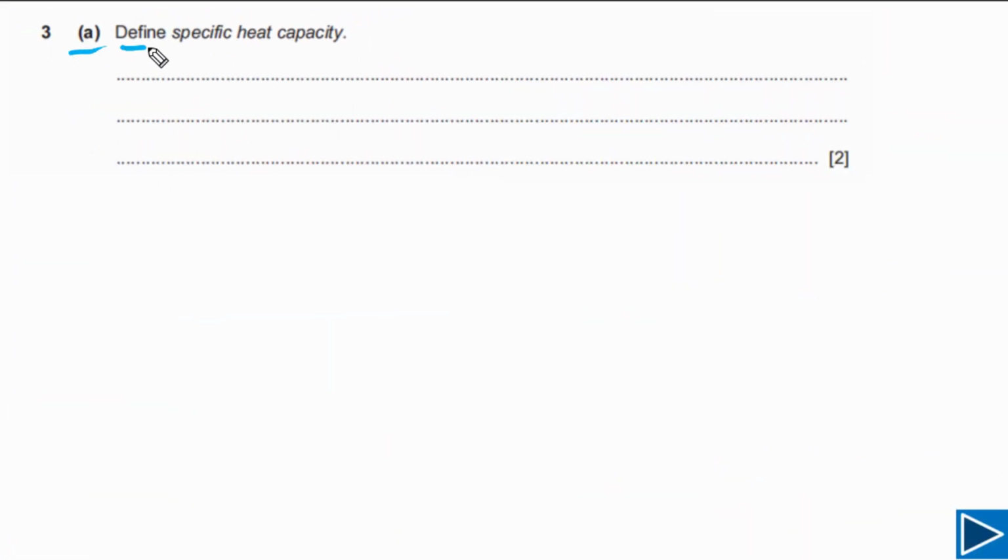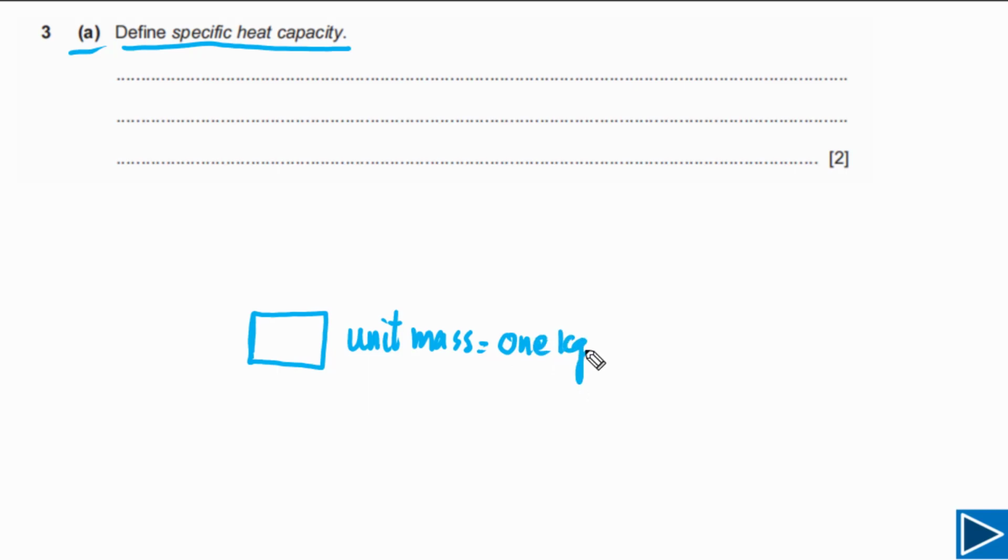For part A, we need to define specific heat capacity. First of all, let's try to understand what is specific heat capacity. Imagine that we have unit mass of any substance. When we talk about unit mass, it simply means that we are talking about 1 kg in SI units. So unit mass in SI units simply means 1 kg.